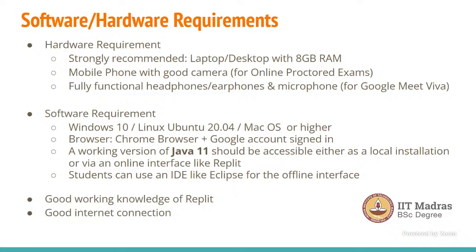Next, coming to software requirements. You should have Windows 10 or Linux Ubuntu 20.04 or higher, or any other OS like Mac that can emulate Ubuntu 20.04 via a VM or otherwise. You must have the Chrome browser on your system with a Google account signed in. A working version of Java 11 should be accessible either as a local installation or via an online interface like Replit. Replit is an online interface, and apart from Replit, you can also use an offline interface like Eclipse. So you can use either Replit or Eclipse in order to write and run your Java programs.